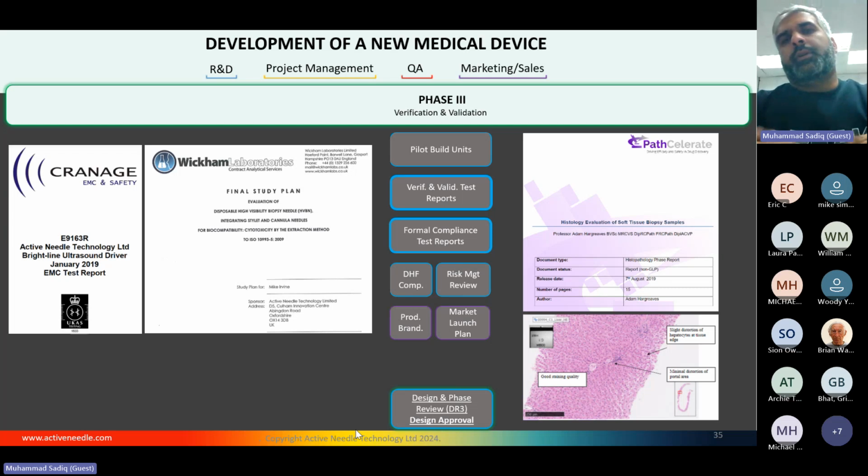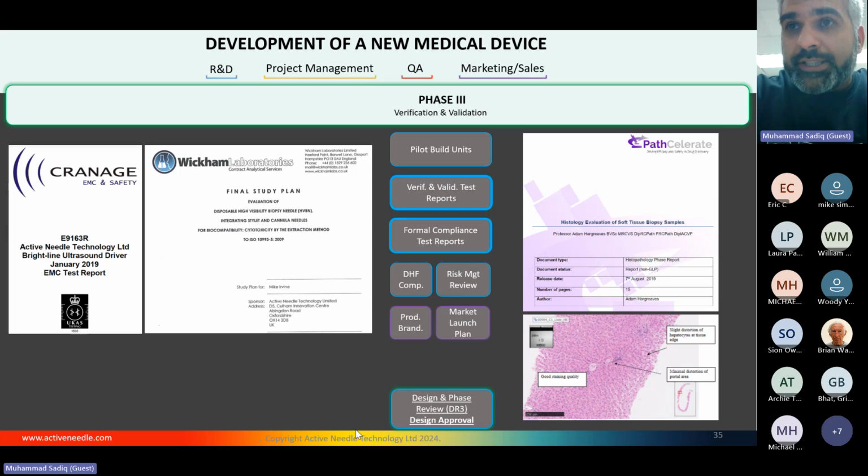Depending on the medical device that you are developing, you would have to do some specialist tests as well. In our case, with the biopsy device, we had to do EMC testing to basically see if there are any electromagnetic waves being produced by our device which may disrupt the environment.